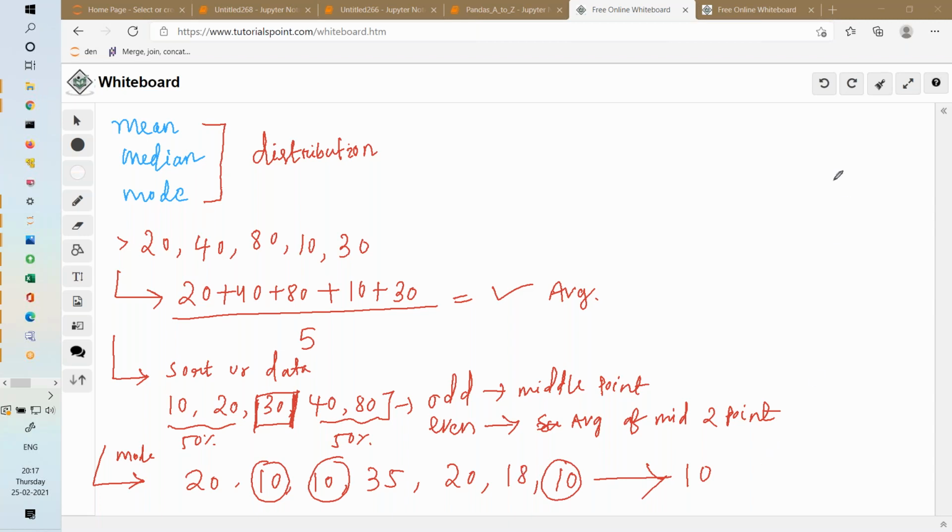That is your mode. Now, if you understand this, tell me the mode in 1, 5, 8, and 10. What is the mode in this case?